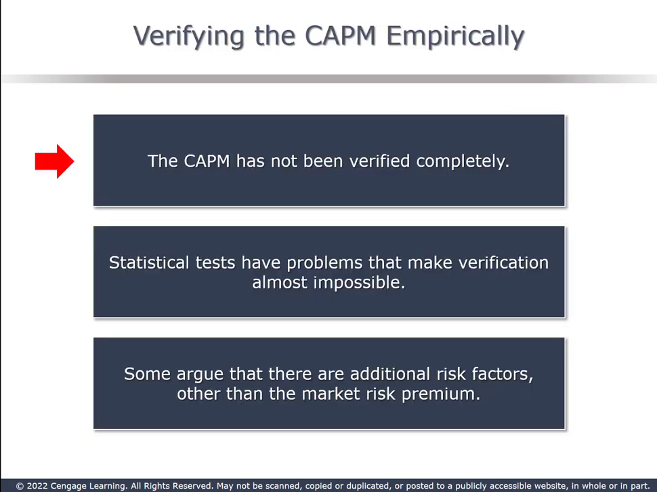CAPM has not been empirically verified, though it's been studied since it was introduced in the 1960s. There are statistical issues with trying to verify it. There's been a significant amount of research looking at other factors that could influence required return. Chief among this research is the work of Fama and French, who found that required return is influenced by a firm's market-to-book ratio and market capitalization.